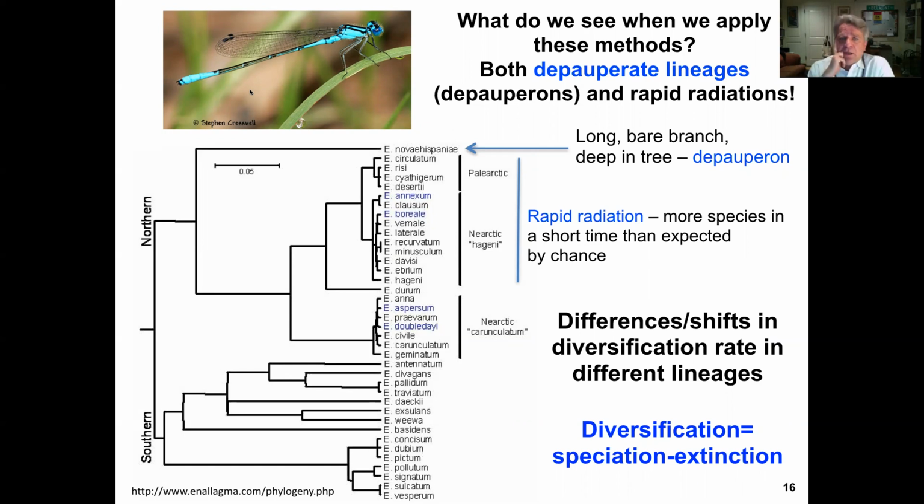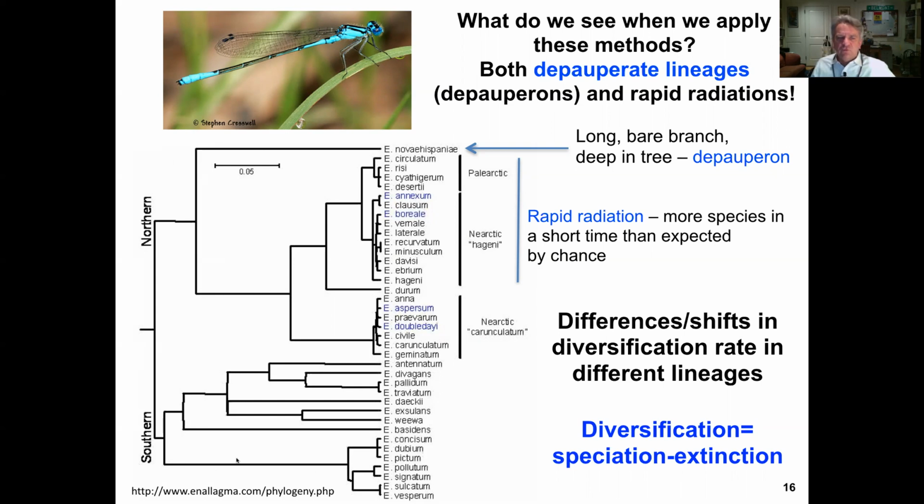Now, in Mark McPeak's work on damselflies, a really wonderful byproduct of his work has been the generation of a lot of well-sampled species-level phylogenies for several of these closely related lineages of damselflies. And a really interesting pattern emerges. It's exemplified here with damselflies, but almost always, if you're working with species-level phylogenies, you're going to run into these patterns. You're basically going to run into combinations of what we would call depauperons, that is depauperate lineages, where you'll have a long bare branch in the phylogeny.